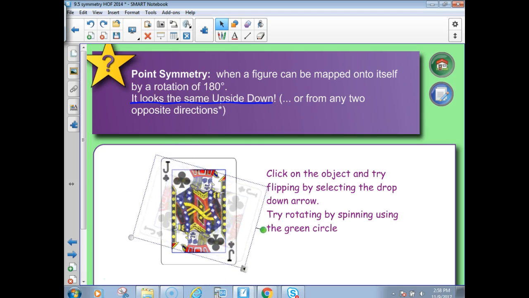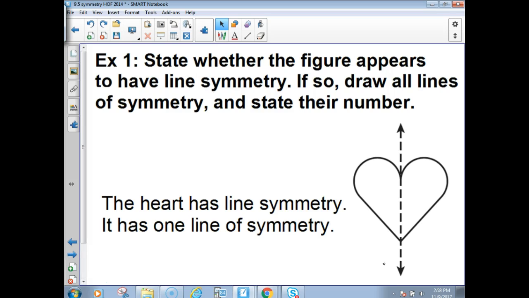Check this out. If I rotate it, I did a 180 flip. It's right back on top of itself. So this thing has point symmetry because it looks the same right side up as it does upside down. The queens also have it, the kings, in the deck of cards. I think they all do, don't they? They're all turnable to go upside down. Well, I have to look.